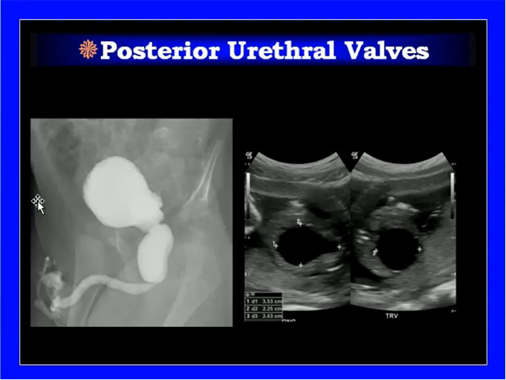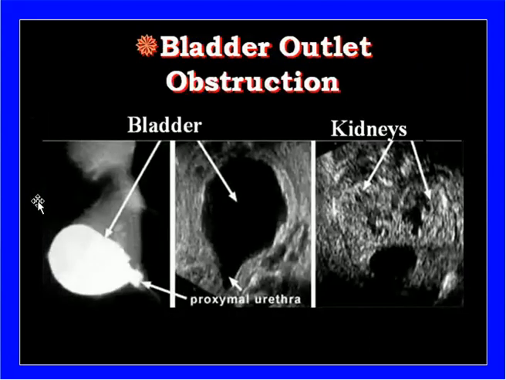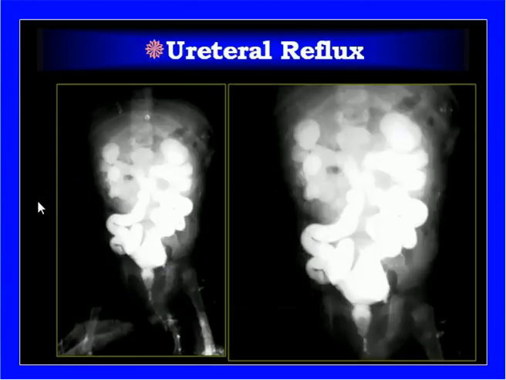On the left of your screen, retrograde cystourethrogram is performed. You can see the bladder and spinning top appearance of the lower segment of the bladder, which is typical of posterior urethral valves. Now this is bladder outlet obstruction. You can see the urine is holding up either in the kidneys or there is reflux and bilateral hydronephrosis. This is urethral reflux as we were talking about.